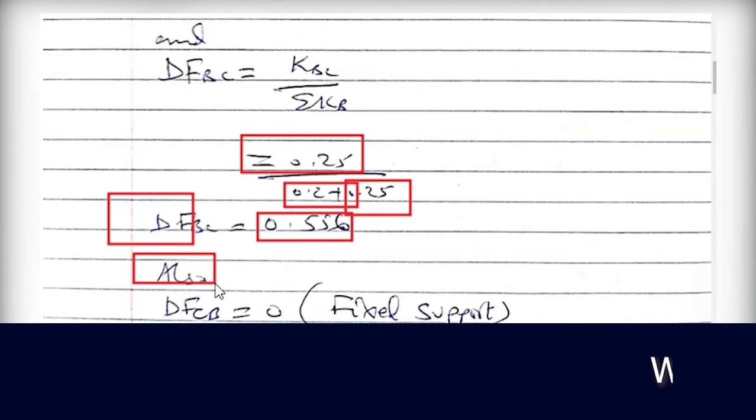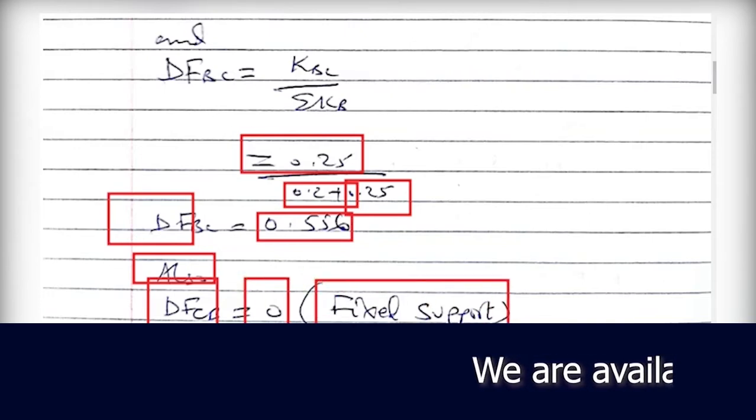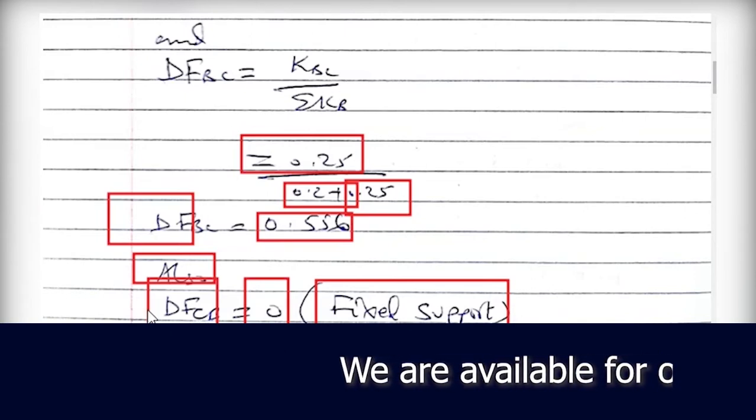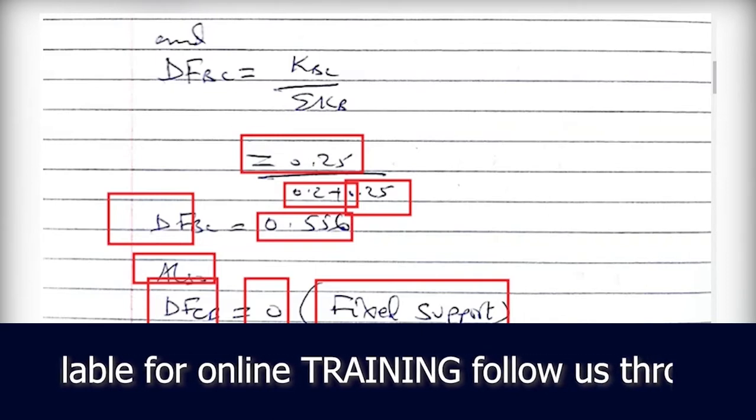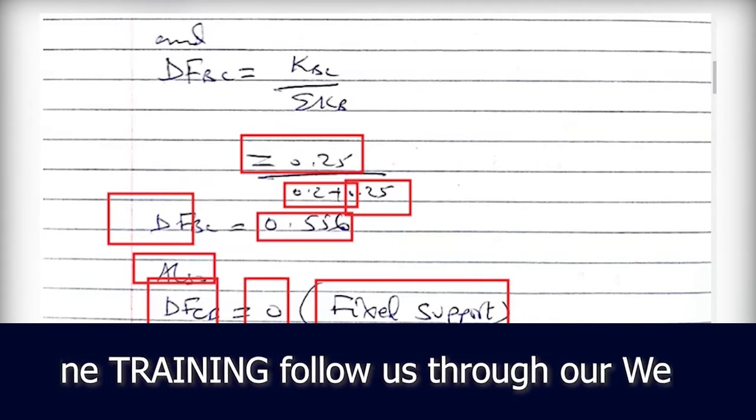So also, as we said, for the fixed support, the value for DF, the distribution factor, is always 0. For the right hand side, the same support is fixed, so the distribution factor between C to B shall be equal to 0, as you see here. So this is the way we can calculate the distribution factor before we proceed.